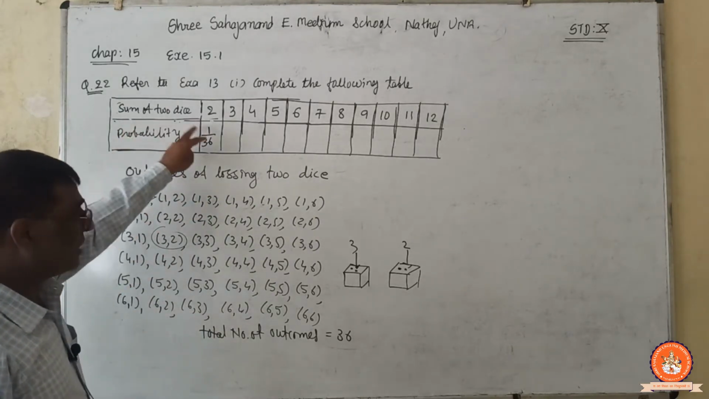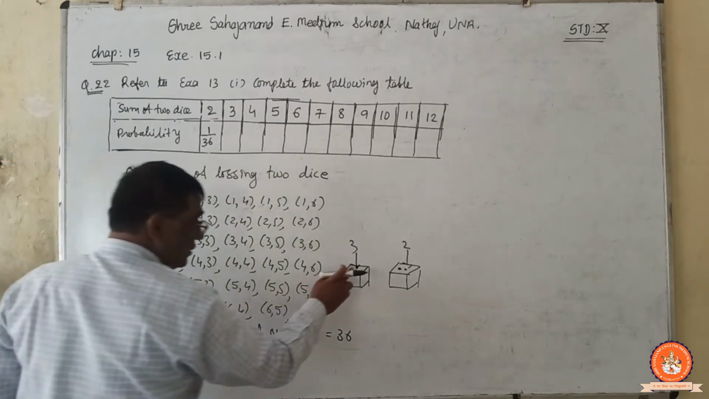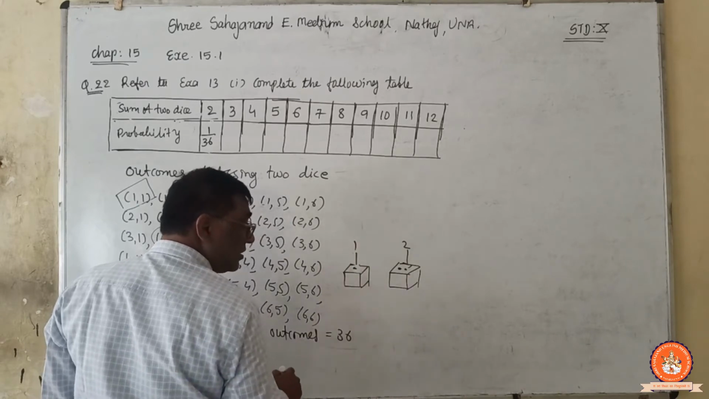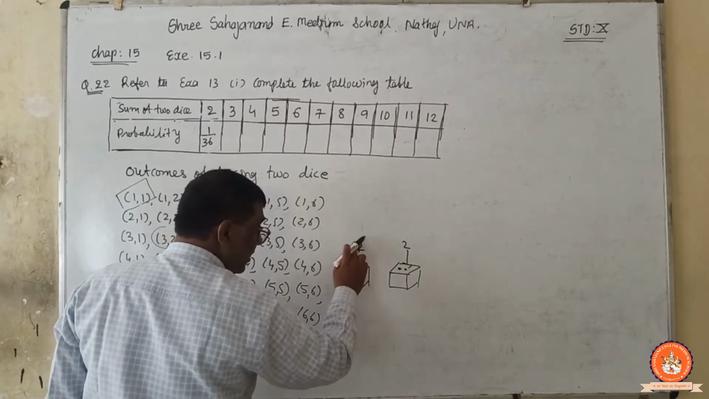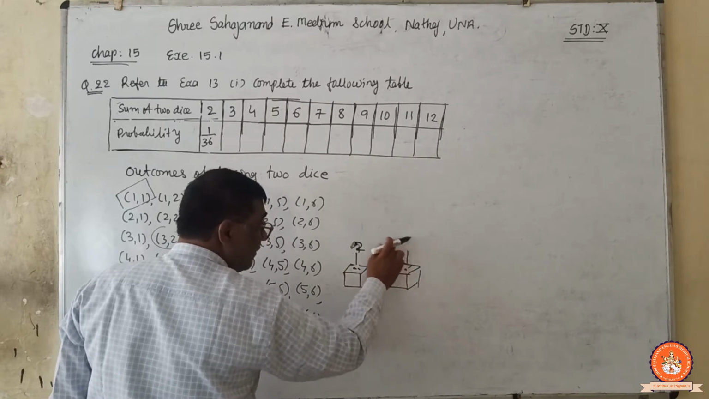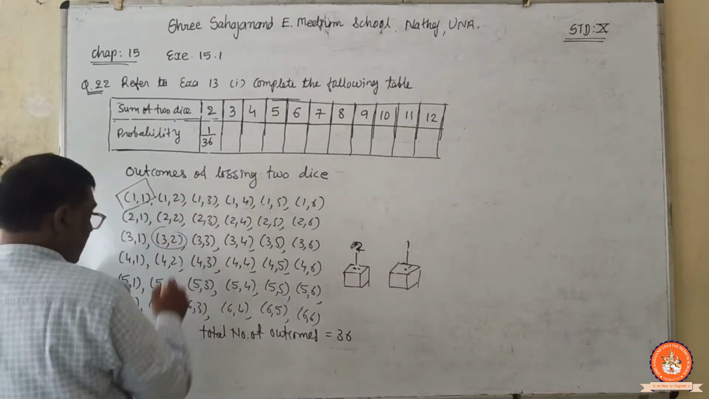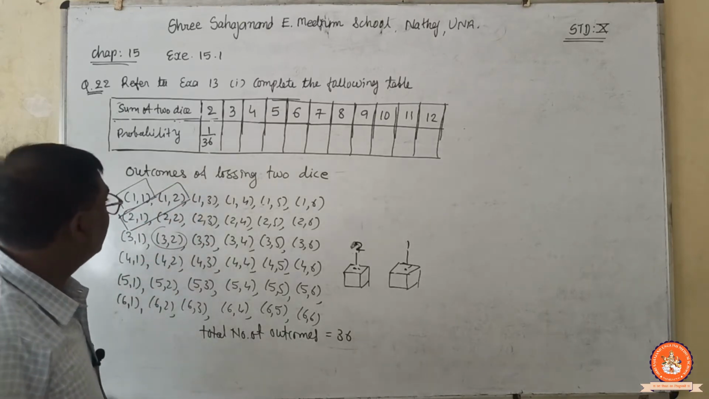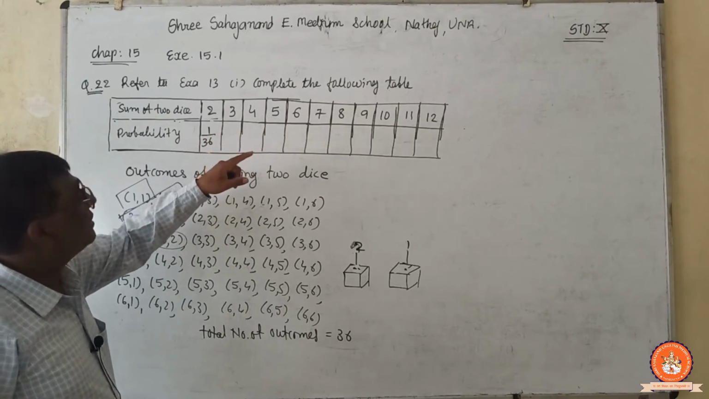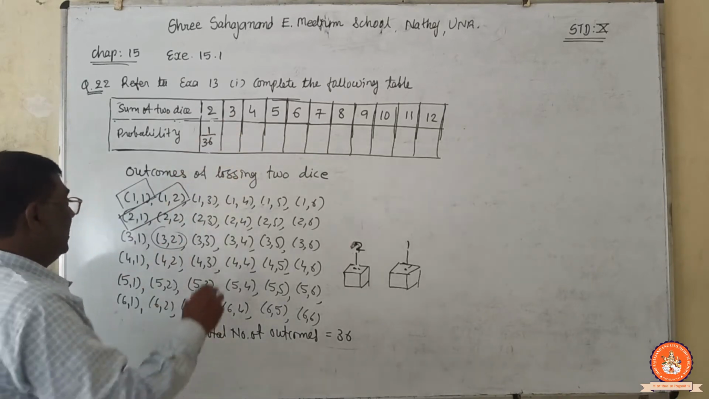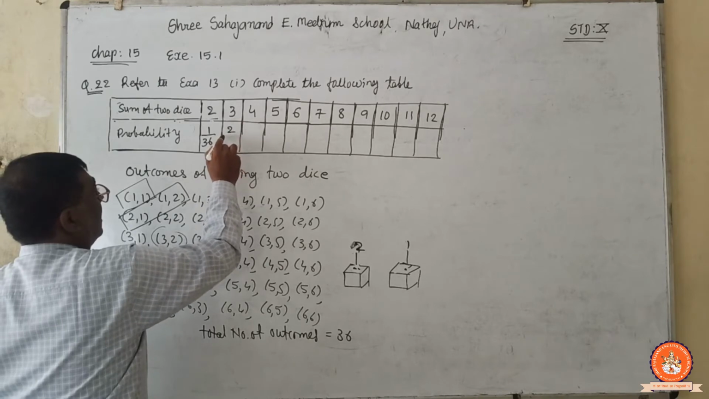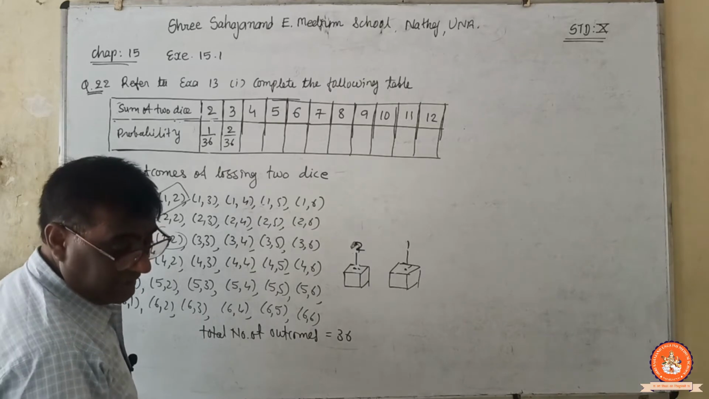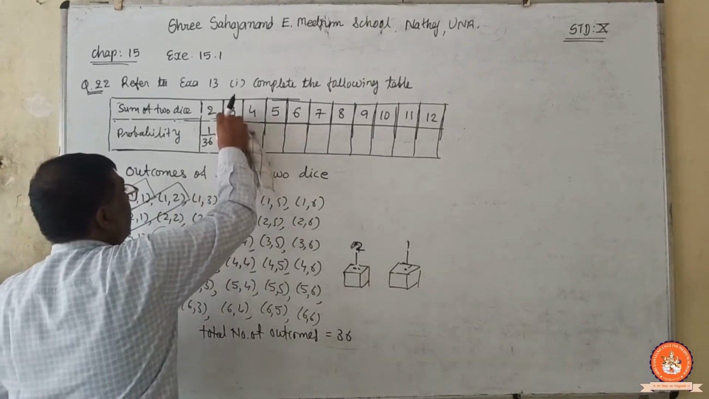Now the sum of two dice is 3. If it is 1 here and 2 here, 1 2 will give you 3. If it is 2 here and 1 here, it will give you 3. So there are 2 1 and 1 2. These two outcomes are favorable to the event of getting sum of two dice equal to 3. That is 2 upon 36, which can be reduced to 1 by 18.